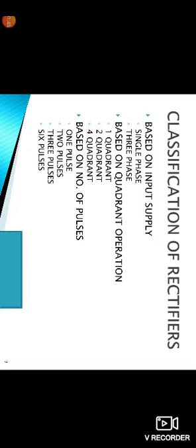The classification of rectifiers is of four types: based on the pulses, based on the input supply, and based on the quadrant operation. Quadrant operation can be divided into three types: first quadrant, second quadrant, and fourth quadrant. Based on the input supply, it can be categorized as single phase or three phase.